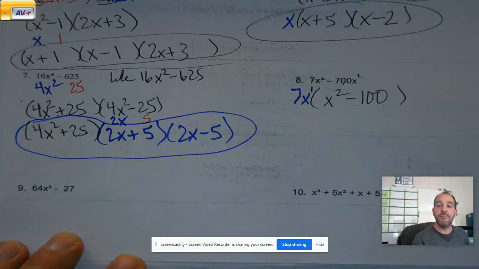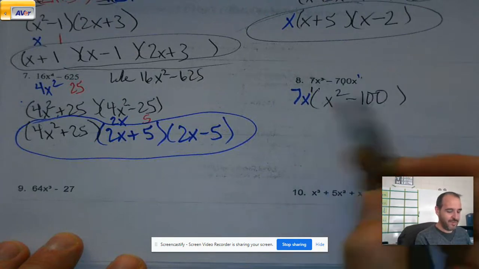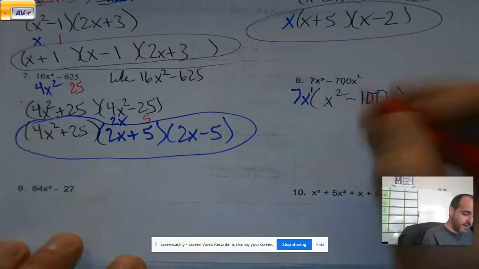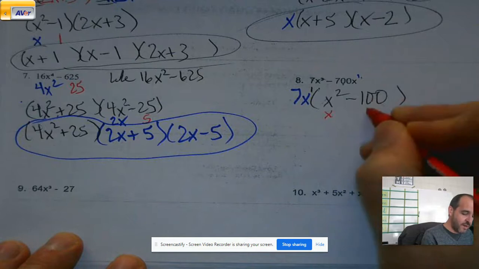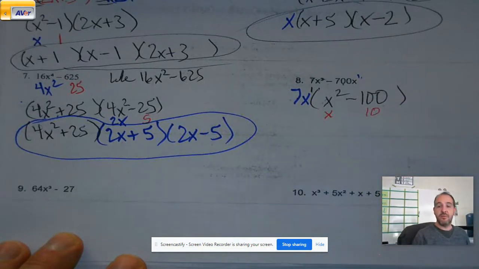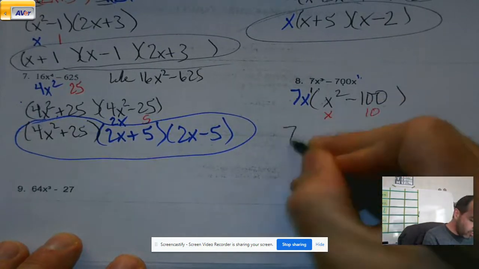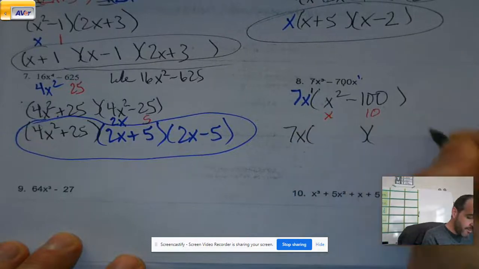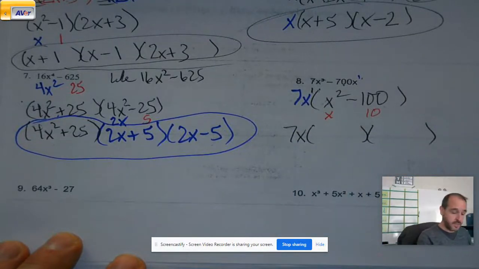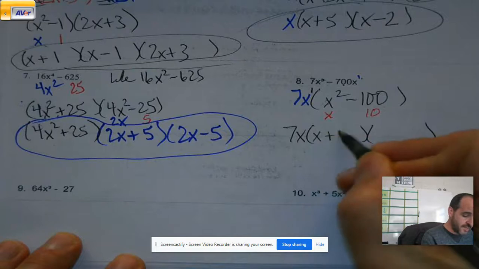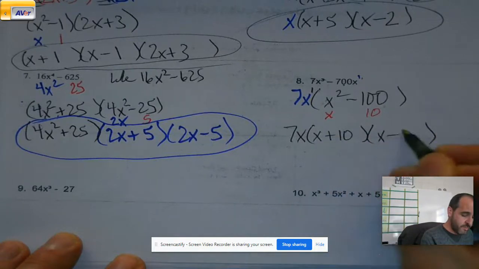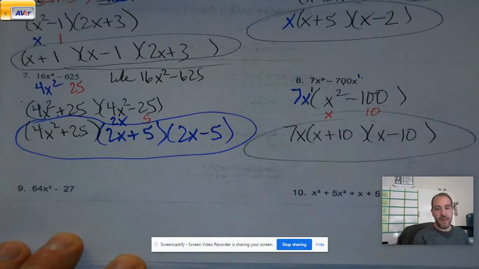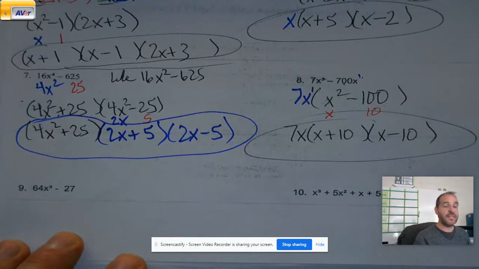Am I done? You know the answer, don't you? Yeah. I'm not done. Difference of squares, that's a perfect square. I square x to get x squared. I square 10 to get 100. So, don't lose my 7x that's already there. Difference of squares. First plus second, first minus second. And we're set.